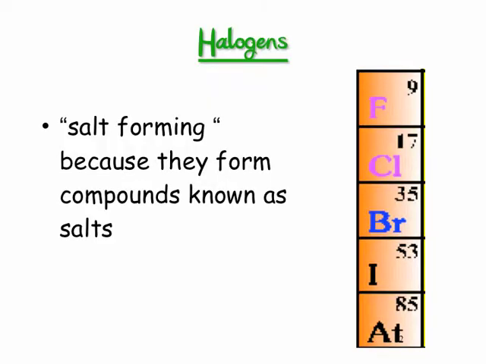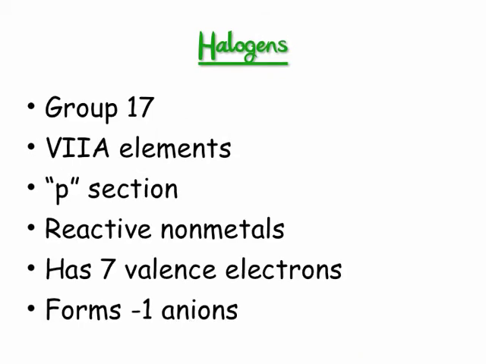One of our favorite families are the halogens. They are salt forming. They form a lot of compounds that we do know as salt. So let's think of our favorite guy, sodium chloride, our wonderful table salt. So there's our chlorine in our halogen family. These guys are group 17 or Roman numeral 7A elements. They are also representative elements. They are part of that P section. They are very reactive nonmetals, where column 1 was very reactive metals. They do have 7 valence electrons, and they form the minus 1 anions, so they are gaining 1 electron.